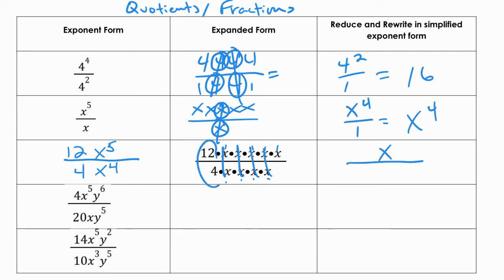I still have the 12 and the 4. Now 12 divided by 4 happens to work out easily, but you can also look at that as reducing. We'd simply write that as 3x. But I went through all that motion with that one to show you the next one.